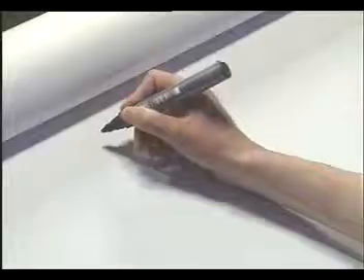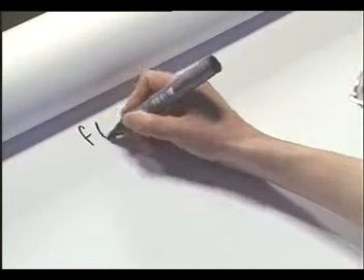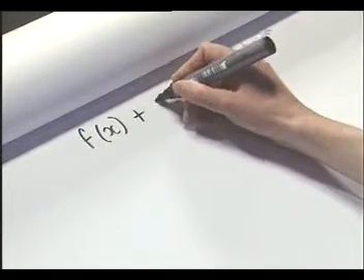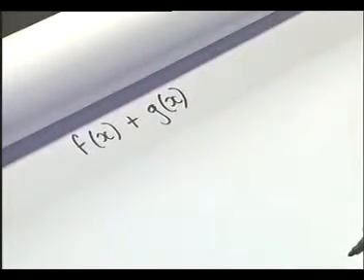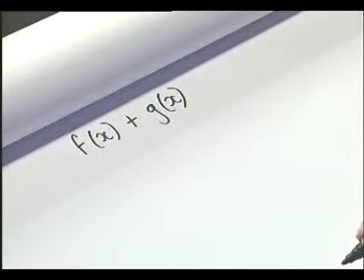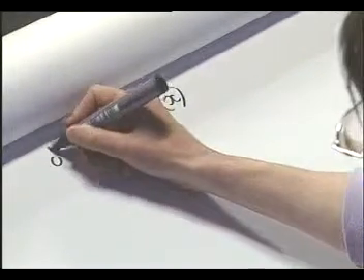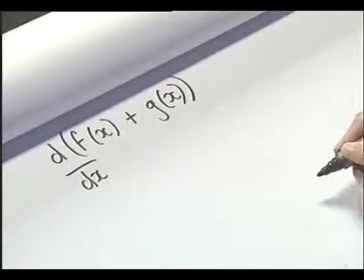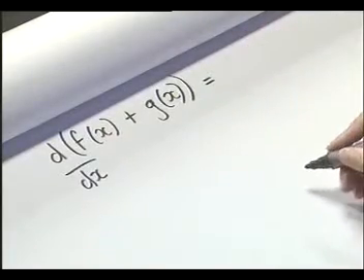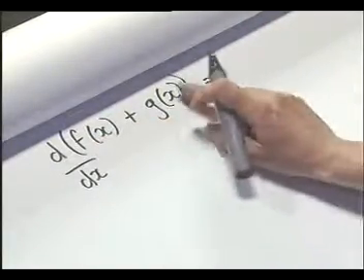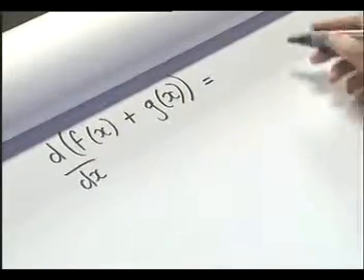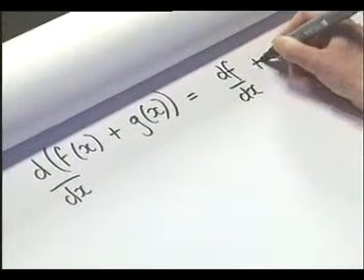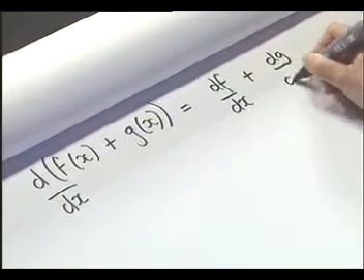Now let's have a look at what we're going to do when we have two functions that are added together. So let's say we have f of x plus g of x, and we want to differentiate them with respect to x. So we want the derivative of that function with respect to x. Well, quite simply what we do is we differentiate each part separately and add them together. So that's the same as df dx plus dg dx.